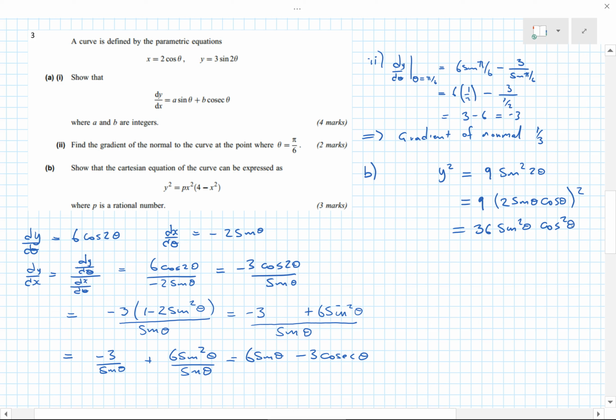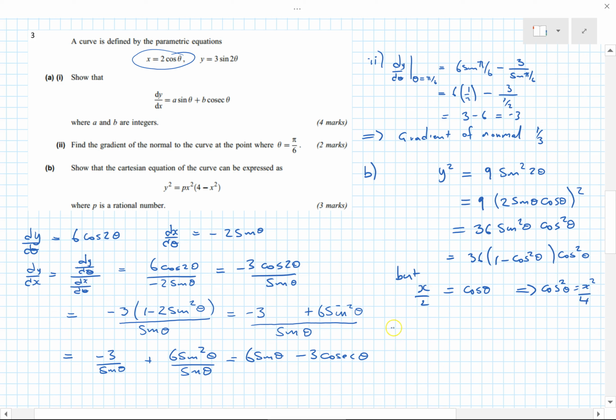All right, well, that's quite promising because we can obviously get an expression for cos theta from that, because we know that cos squared theta is x squared over 4. But before I do that, what I'm going to do is just write this as 36 times 1 minus cos squared theta times cos squared theta, and that means I can then sub for that, but x over 2 equals cos theta, so I can sub cos squared theta is equal to x squared over 4.